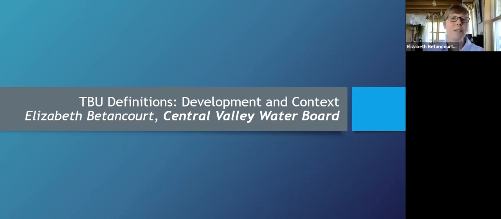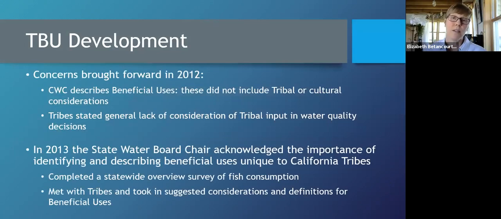All right, so TBU definitions, tribal beneficial use definitions, the development of them and some context. TBU development started for the state board in 2012. The tribes brought to the state board that the California Water Code describes beneficial uses, but none of them were inclusive of tribes or cultural values. And further, tribes stated a general lack of consideration for tribal input into these water quality decisions.